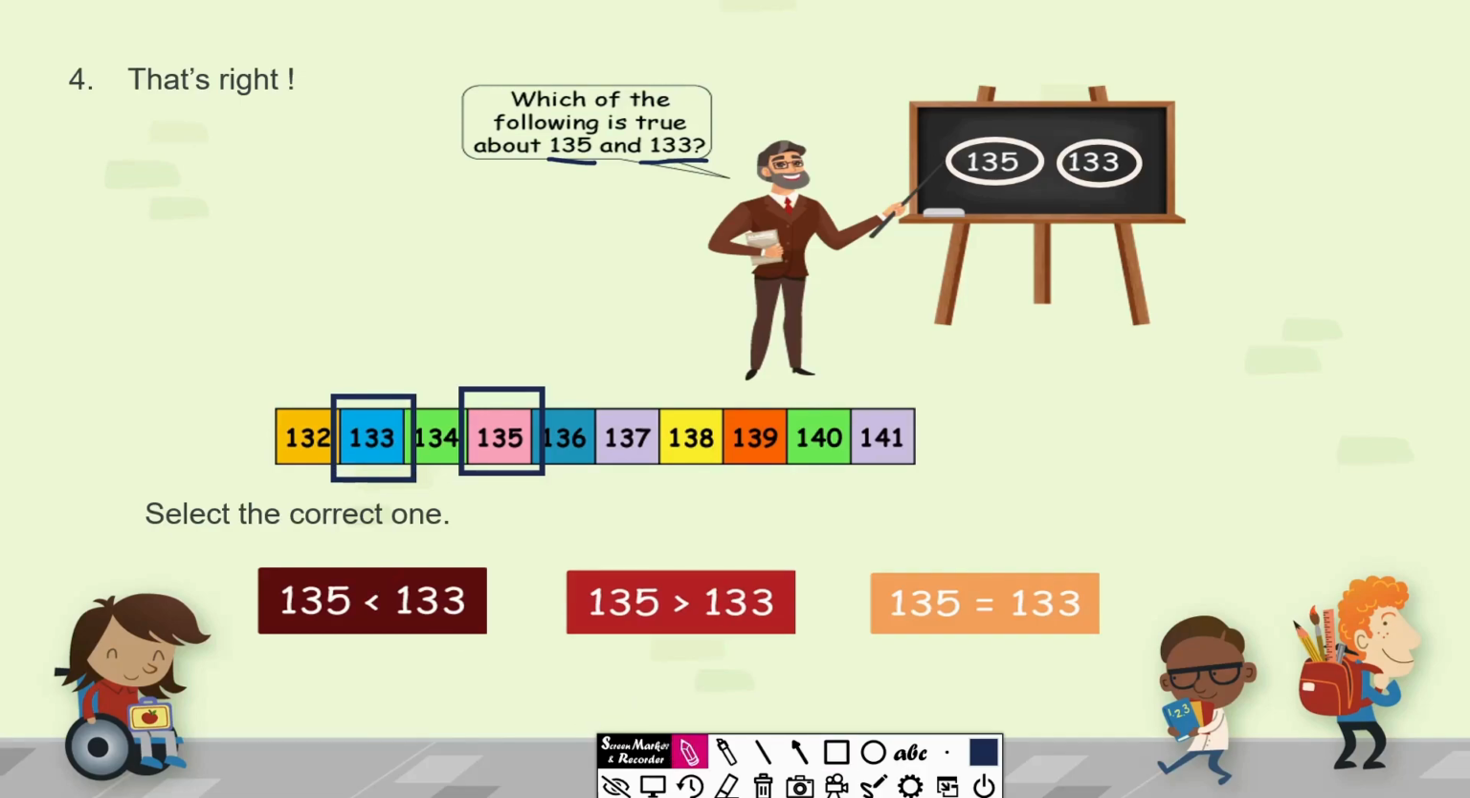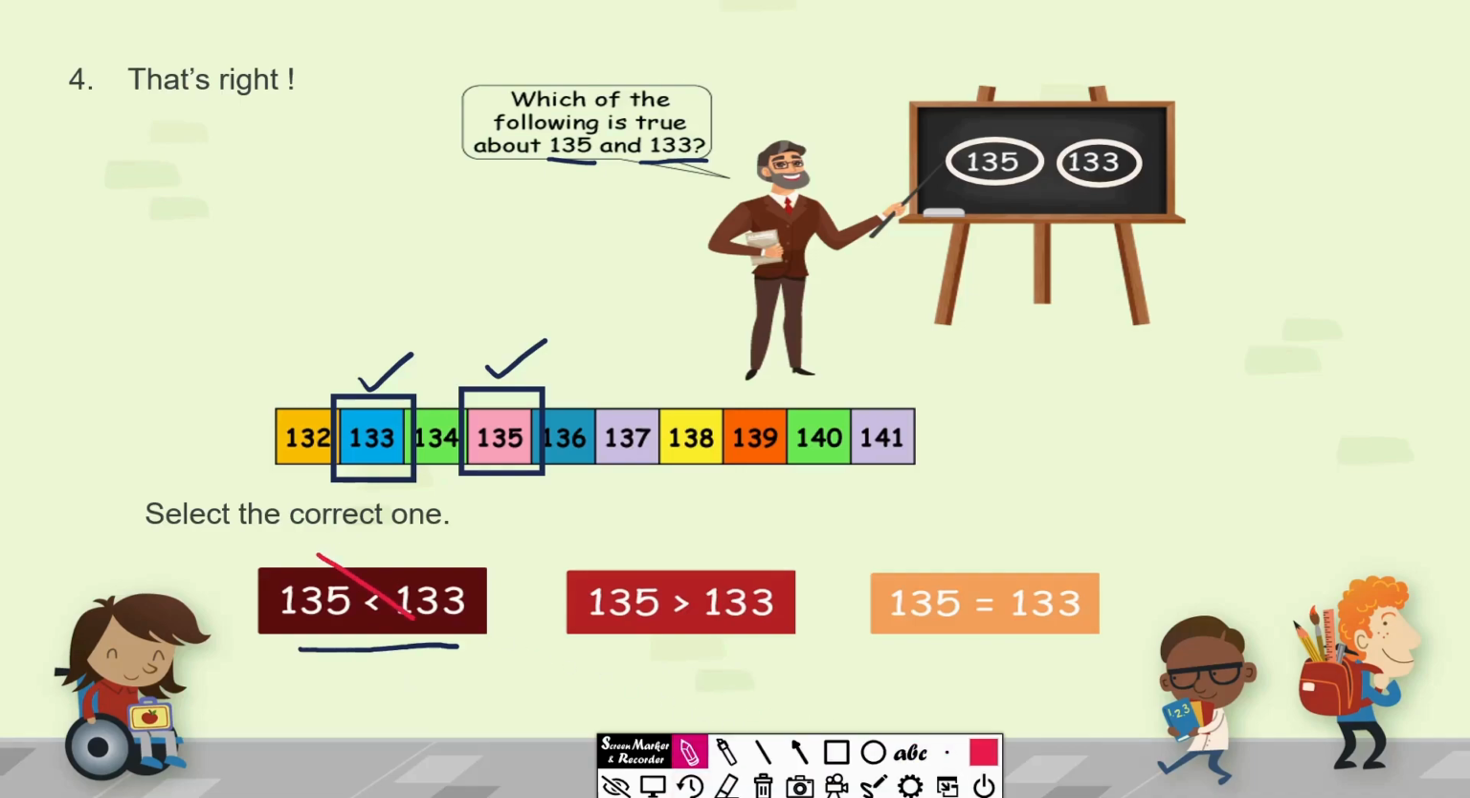Now, select the correct one. Now you will have to tell me, okay? Which number is coming before on the number line? 133, right? And which number is coming after on the number line? 135, correct. Now answer these questions wisely, okay? Select the correct one. 135 is less than 133. Is this correct? No, very good. This is not correct.